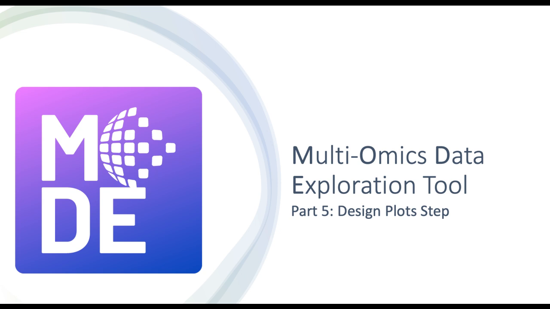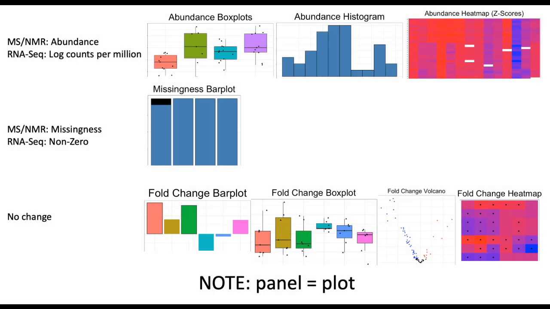Hello. In this video, we will cover the many plot options for omics data in mode, and how to make each type of plot. There are 8 plot types in mode, with slight differences between RNA-Seq and mass spectrometry or nuclear magnetic resonance data. As a reminder, in Trelloscope, the term panel refers to a single plot. Here, the terms panel and plot are used interchangeably.